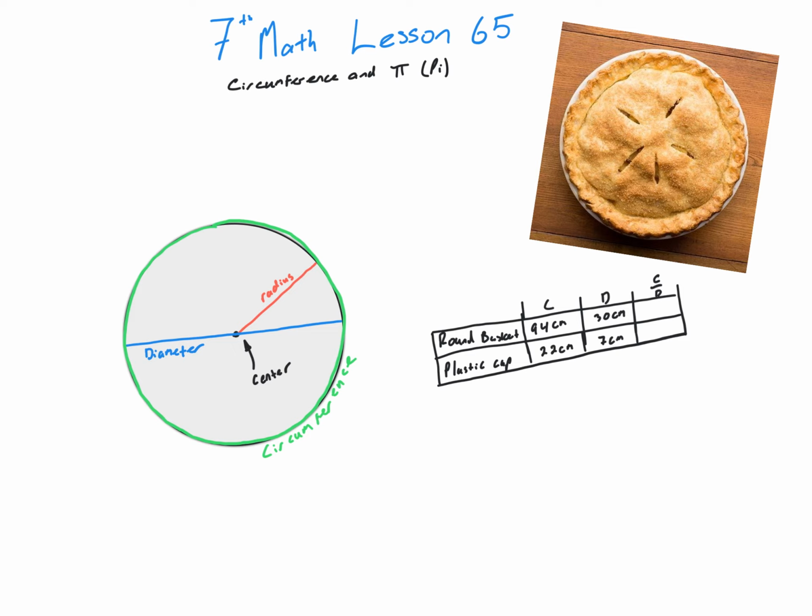Here's a couple examples of measuring, like a round basket is 94 centimeters around, and if you measure across it, it's 30 centimeters. A cup is 22 centimeters around, and across it is 7 centimeters. And whenever you take the ratio of the circumference, that's the round part, the green, to the diameter, the blue, you'll get the same number. In fact, here if you take the 94 divided by 30, you get something about 3.13. If you do the plastic cup of 22 over 7, you get something like 3.14.